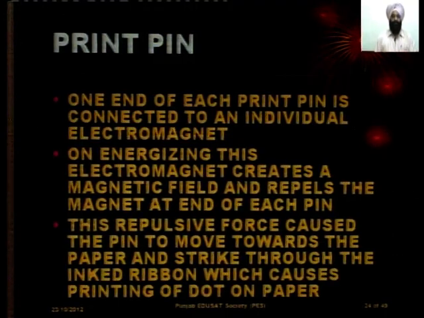This is the explanation about the print pin. One end of each pin is connected to an individual electromagnet. On energizing, this electromagnet creates a magnetic field and repels the magnet at the end of each pin. This repulsive force causes the pin to move towards the paper and strike through the inked ribbon, which causes printing of a dot on paper, as we have already discussed.